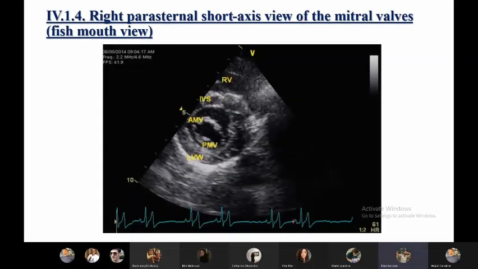The second short axis view is the right parasternal short axis view of the mitral valves, also called the fish mouth view. This is the fish mouth view here. No significant data is obtained from this view. It is just a transition to reach the upcoming view. The mitral valve leaflets move away from each other during diastole and move toward each other during systole, creating what is often called the fish mouth view. So the leaflets of the mitral valve cause this appearance when they are active.